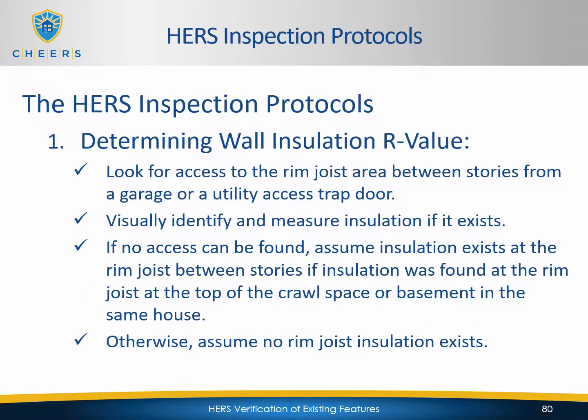Look for access to the rim joist area between stories from a garage or a utility access trapdoor. You want to visually identify and measure the insulation if it exists. If no access can be found, assume insulation exists at the rim joist between stories if insulation was found at the rim joist at the top of the crawl space or basement in the same house. Otherwise, assume no rim joist insulation exists.